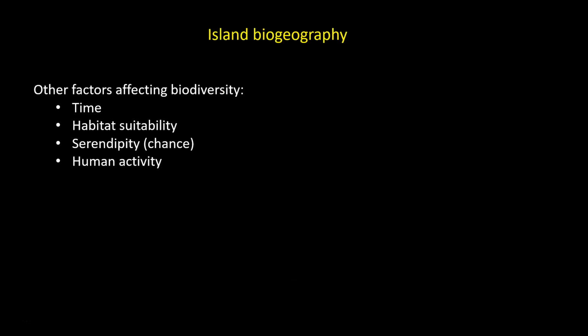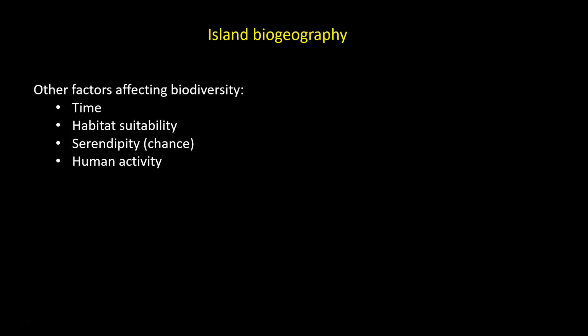Now, besides distance from the mainland and size of the island, there are several other factors that might affect how the new island is colonized, and thus the biodiversity that's present. First, the time the island has been in existence. Obviously, the longer the island has been in existence, the more species that will have had a chance to colonize it. Secondly, habitat suitability also plays a role. Does the island have a climate or current plant and animal composition that is suitable to new species arrivals?